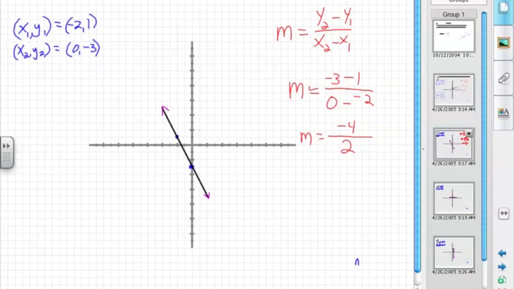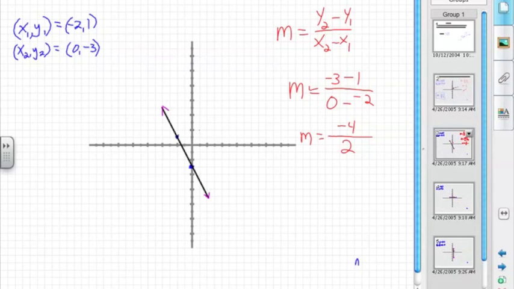And please leave slopes as fractions. It's very important that they're as fractions because we need a rise and a run. It makes it easier to see them on a graph. So the slope of this line is negative 4 over 2, which means we're going to start at the first dot. We're going to go down 4 units because of that negative sign, and we're still going to go to the right 2 units. Let's see if that works.